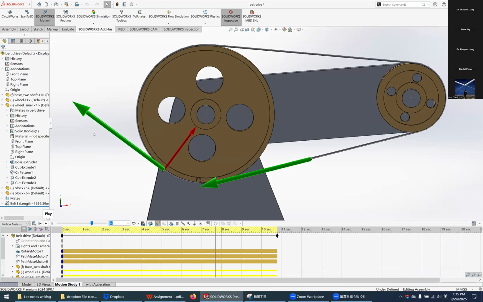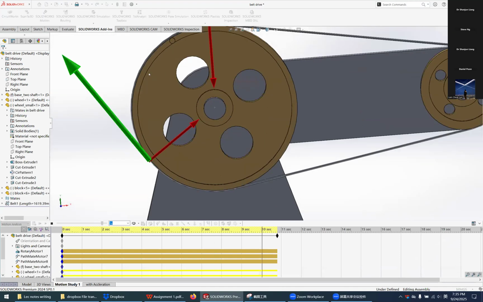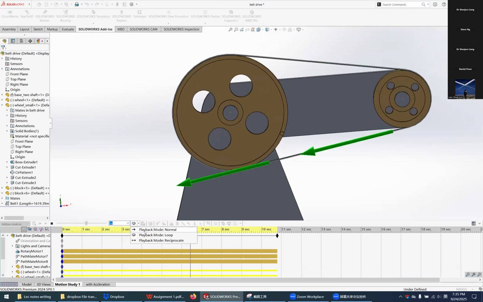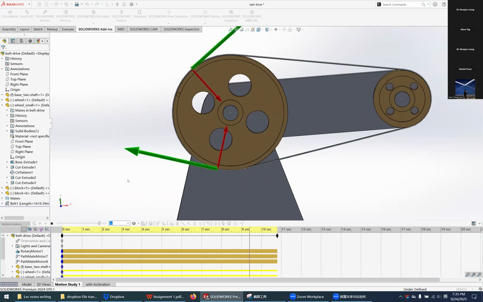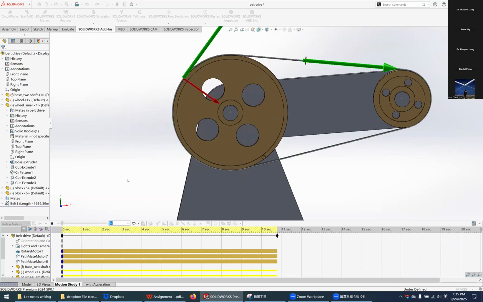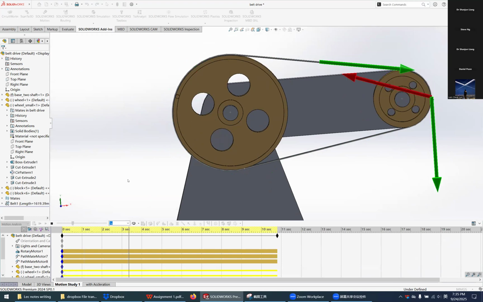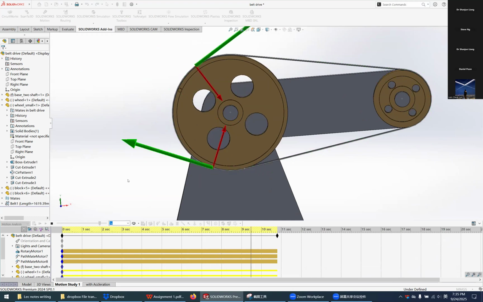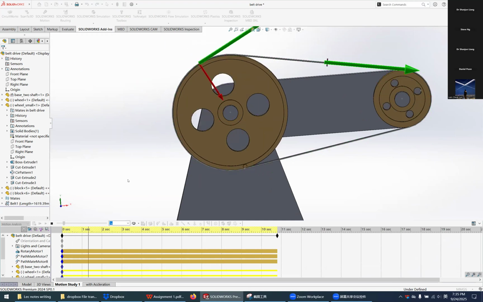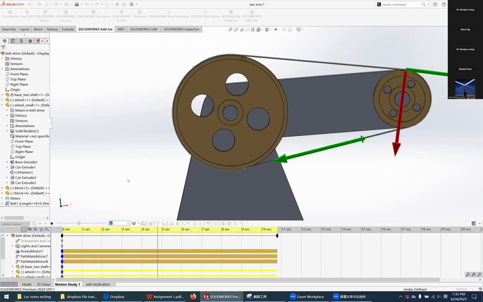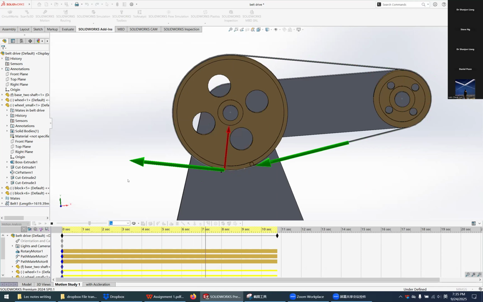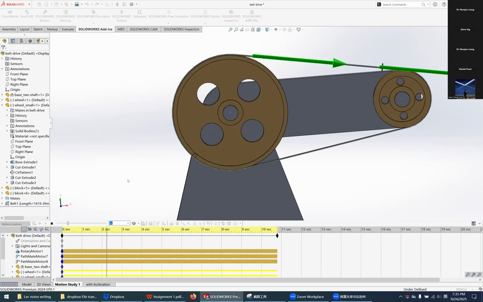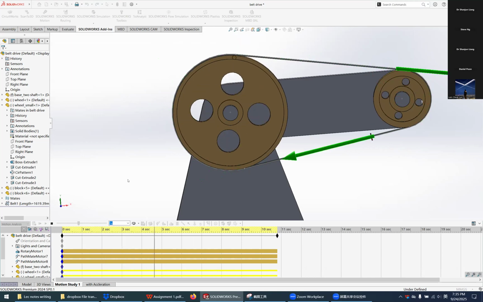If we play, we can see from this animation that the green one shows one type of acceleration, and the red one shows the other type of acceleration. For the green one, what is the acceleration type? Do you know? What is the acceleration type for the green one? And what is the red one?